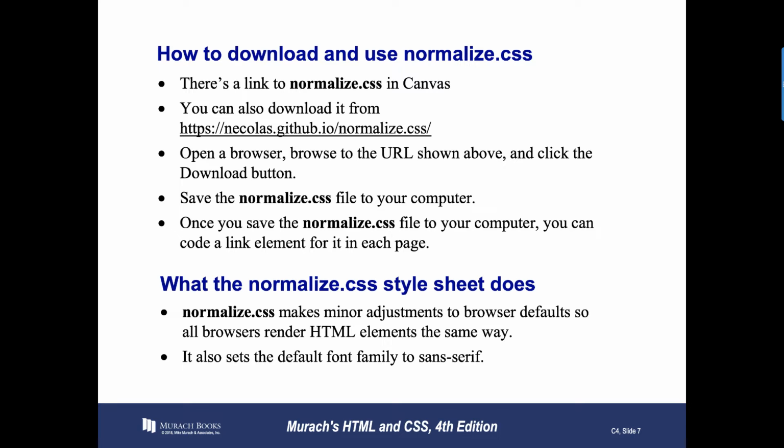And the first style sheet that you're going to link to is going to be normalize, and then one or more style sheets after that. All right. So there you go. You can download normalize.css. It's also in Canvas. And it says at the bottom, normalize.css makes minor adjustments to browser defaults, so all browsers render HTML elements the same way. It also sets the default font family to sans serif.